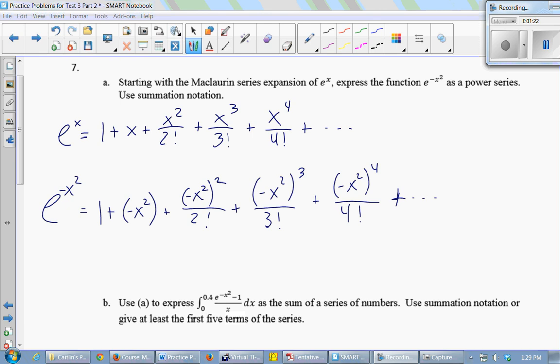Now, every time I have a negative x squared raised to an even power, it's going to become positive. So this is going to be 1 minus x squared plus x to the 4th over 2 factorial minus x to the 6th over 3 factorial plus x to the 8th over 4 factorial minus dot dot dot. So that's my series, but they asked me to write it in summation notation.